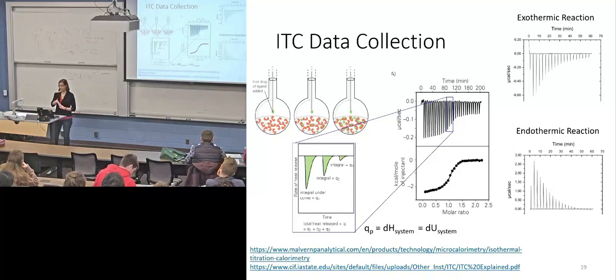The reference cell is really doing nothing but sitting there and monitoring its temperature, whatever you preset it to. And the other cell is doing all the work. Do I have to put heat in or take it out to keep the temperature matching? And that's all that we're doing.